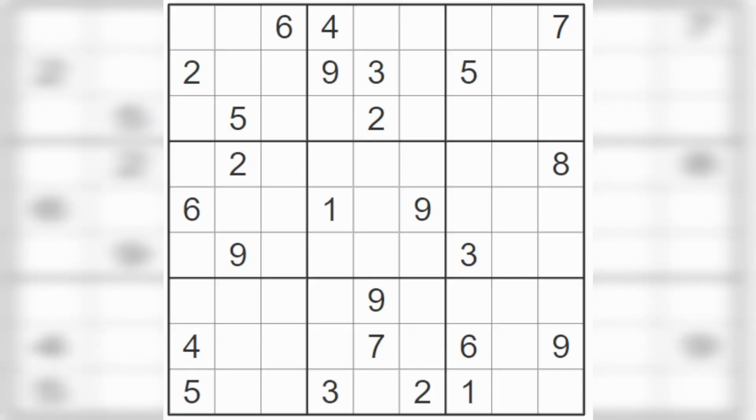Hello and welcome to the March 5 version of the New York Times Hard Sudoku. I've transferred it, hopefully without any mistakes, over to SudokuExchange.com's user interface.